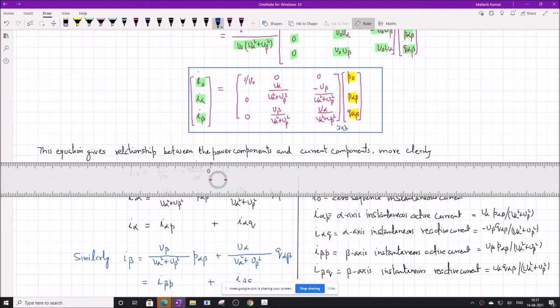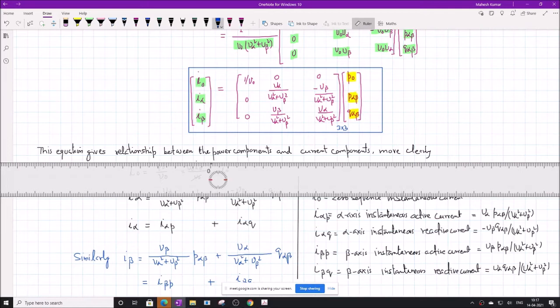So this gives the concept, the idea that the power can be transformed into its equivalent current terms. If we know what powers are to be set, then for a given voltage, these powers can be translated into the respective zero sequence, alpha phase and beta phase current components.